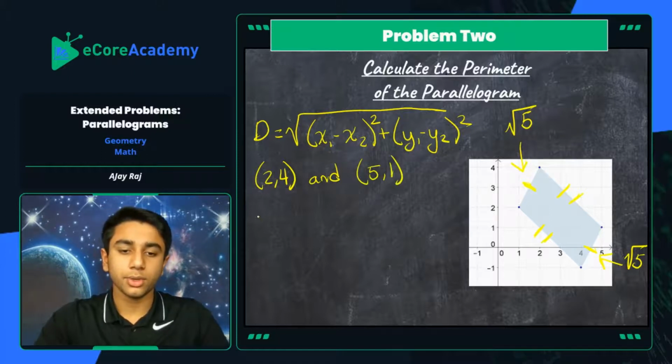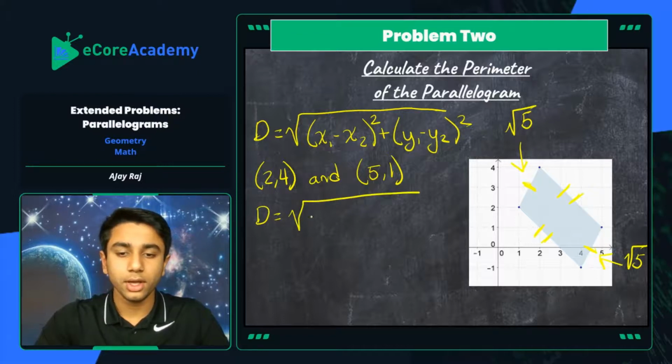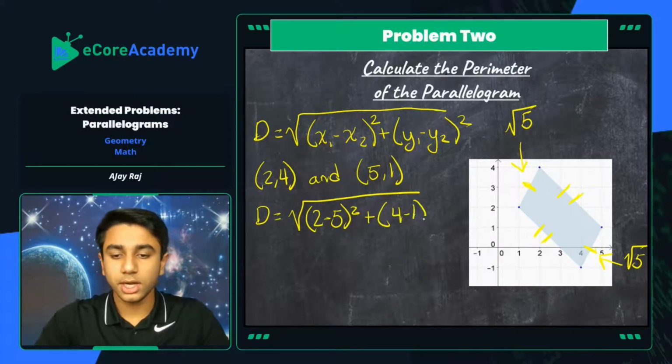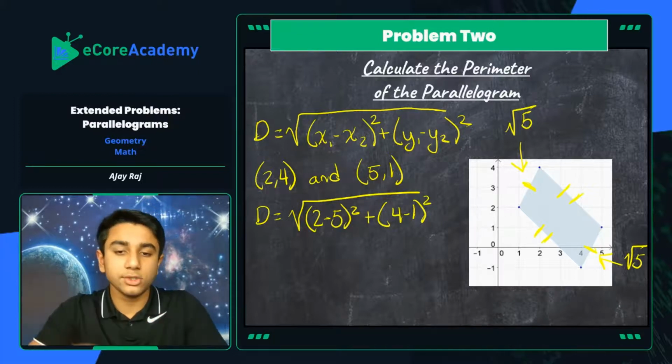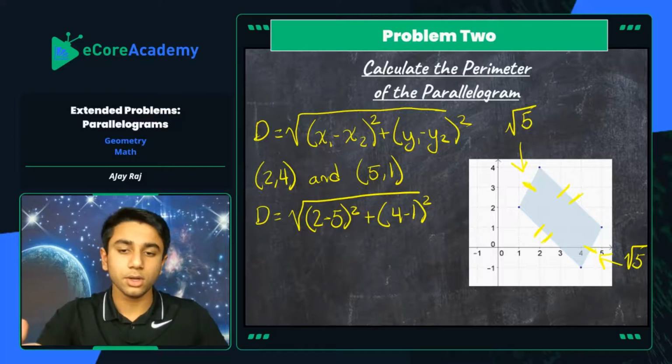All right, let's plug that into our equation as well. So D equals the square root of 2 minus 5 squared plus 4 minus 1 squared. And I just want to make sure that you are aware that we can always change the x1 and x2 around as long as we change the other values, y1 and y2, around. So we can have y2 minus y1 and x2 minus x1, or x1 minus x2 and y1 minus y2. They have to be in the same exact position.